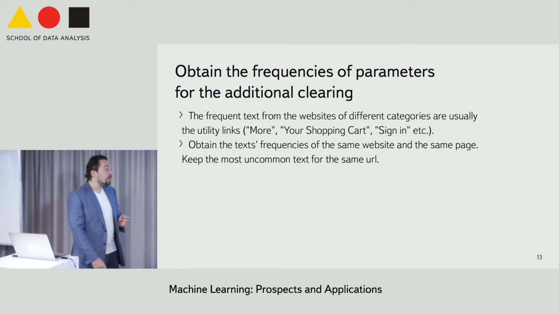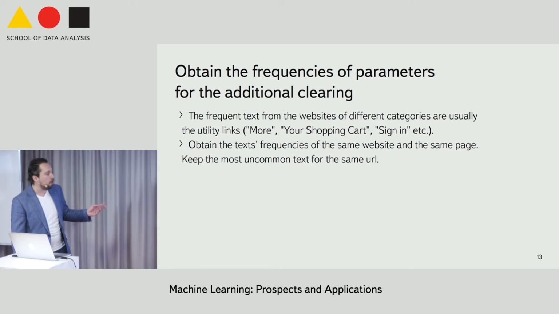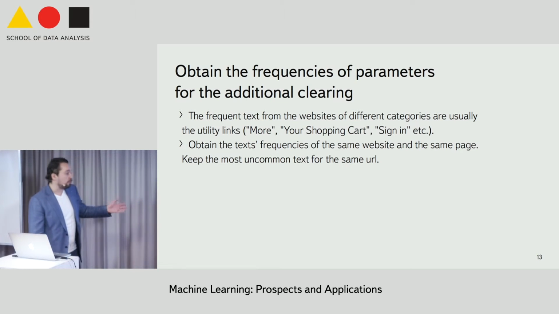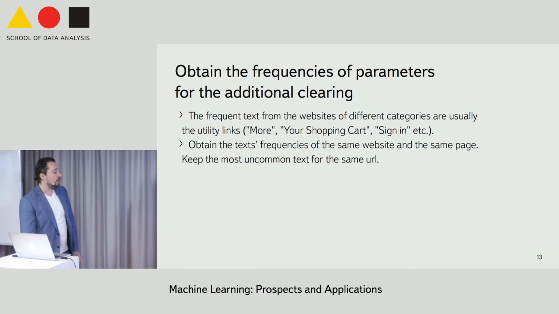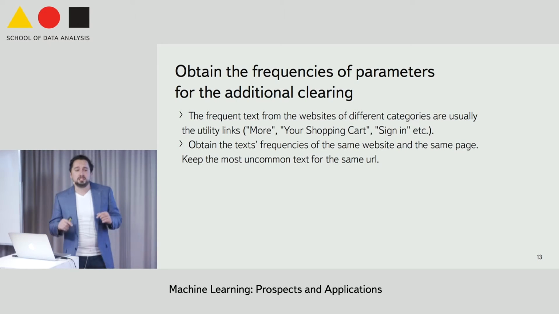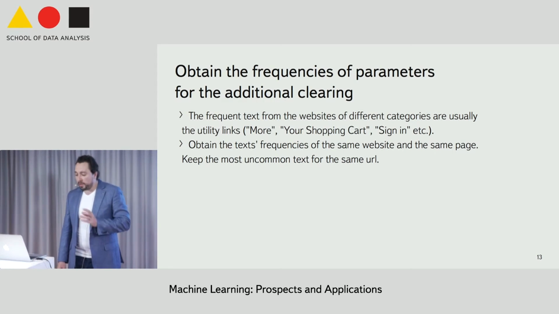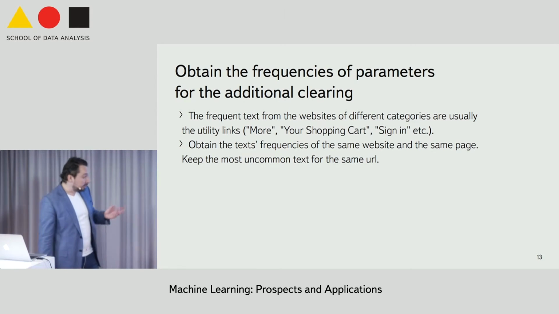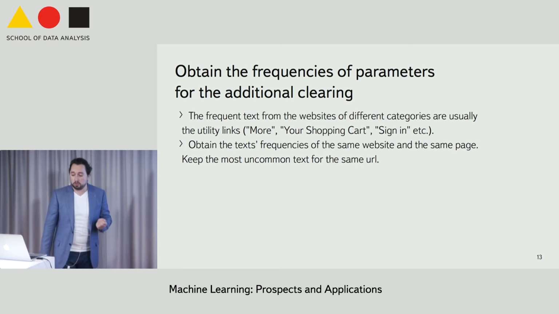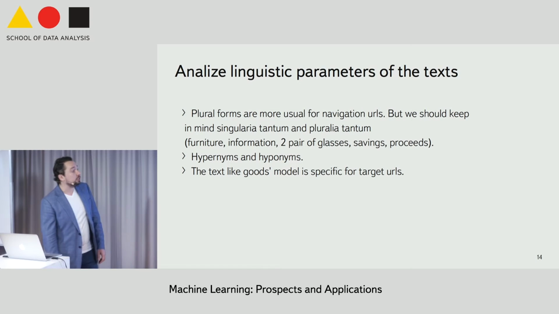Then we can take the frequencies of text for the same site and for any page. And if the same link has different text, we will take uncommon text for the same URL. Then we can analyze linguistic parameters of text.